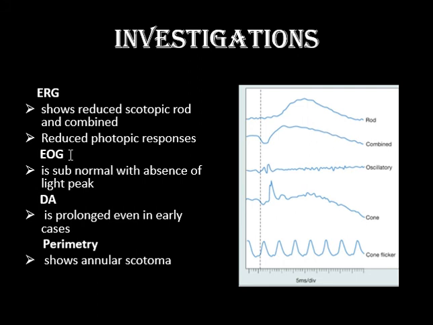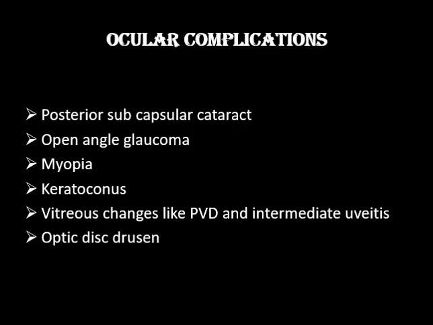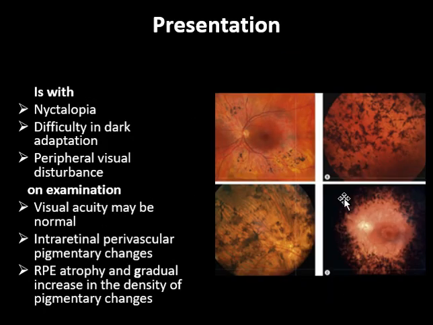There is another investigation that is known as electrooculography, and that is also subnormal with absence of light peak. And as I told you earlier, the dark adaptation is prolonged even in early cases. And on perimetry, that is visual field examination, that will show annular scotoma. See this one. This is the pigmentary changes involving all of the retina. So this will give rise to annular scotoma, sparing the central visual acuity.